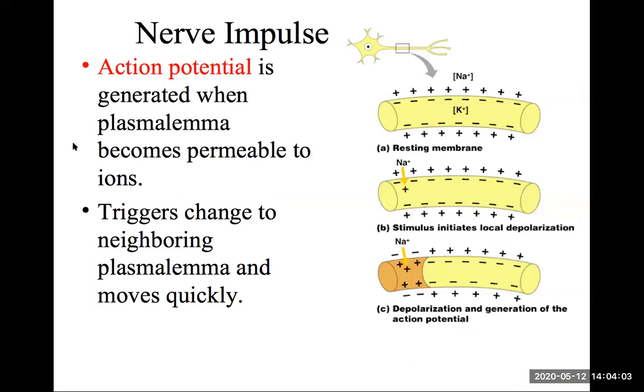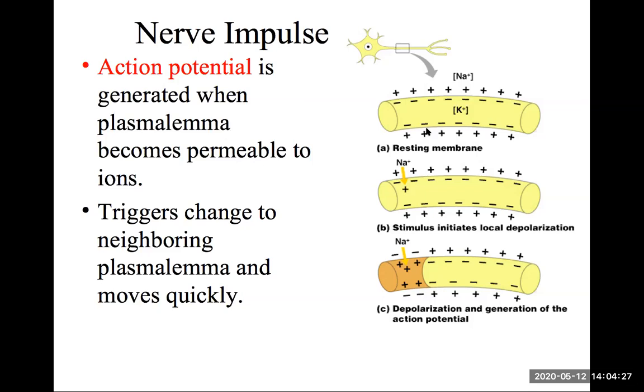Now, just to give you a little bit more information on action potentials. So an action potential happens. We looked at this with the muscles. This should be repetition for you. When the plasmalemma, remember that's the plasma membrane of a neuron, or what we call a neurolemma, becomes permeable to ions.